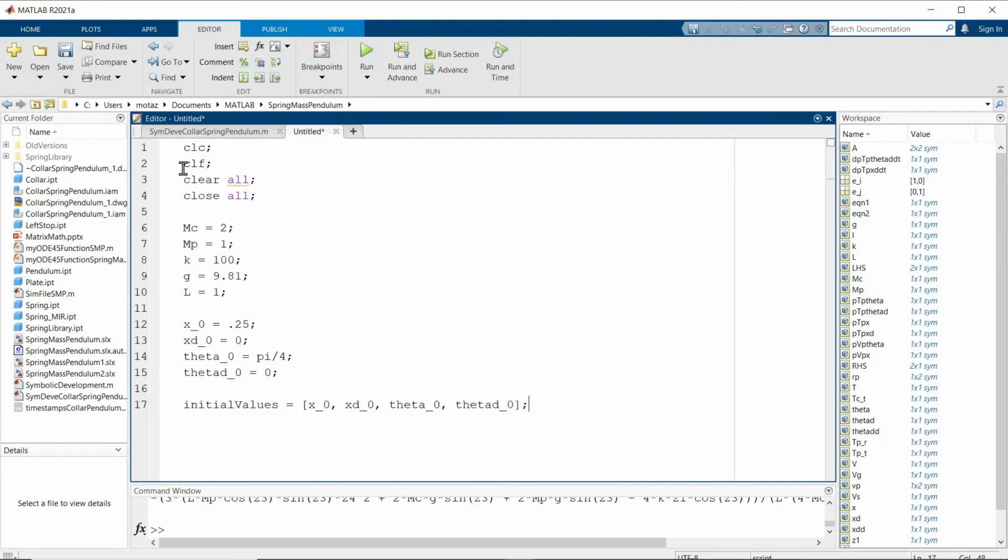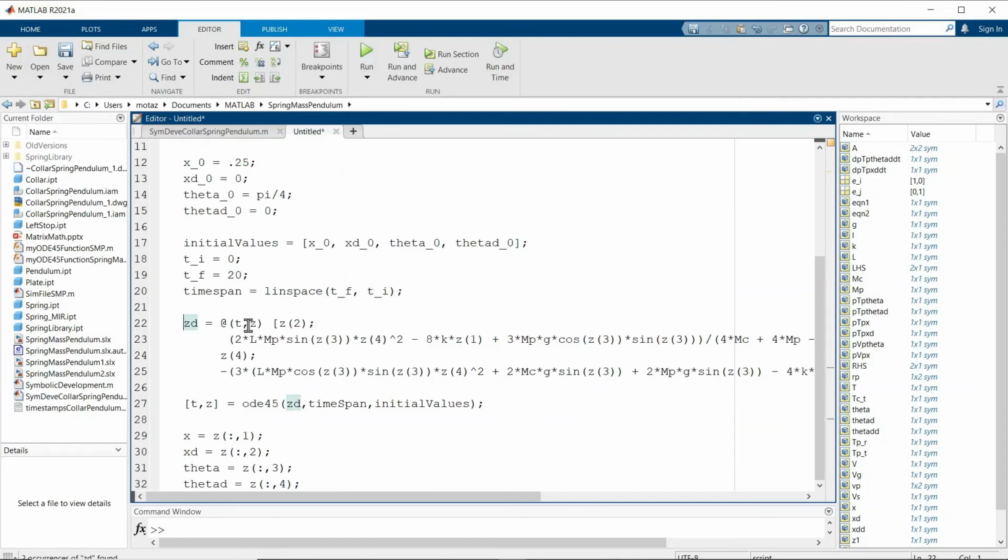And there's our row vector. And now we can set an initial time, let's say 0 seconds, and a final time. Let's go out to 20 seconds. And let's set a time span using linspace of T initial and T final.